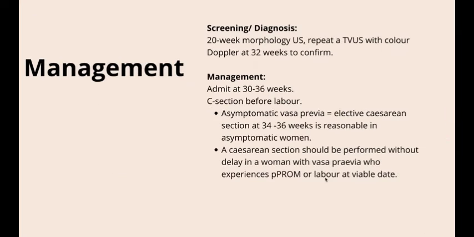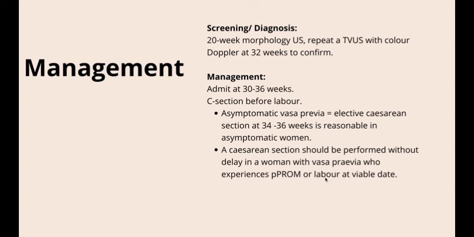So as I said before, the management is typically that this is picked up at the 20 weeks morphology ultrasound, and then there's a repeated transvaginal ultrasound with a Doppler at 32 weeks to confirm, and that's the PROMPT guideline. In terms of what should be done, a lot of the time the patient is admitted between 30 to 36 weeks, and a cesarean section is done before labor.